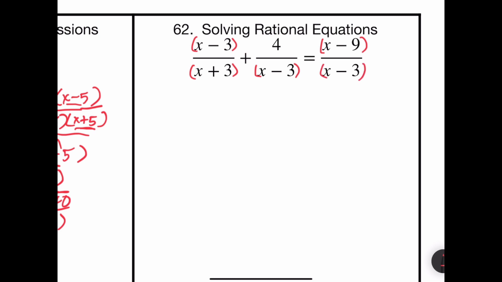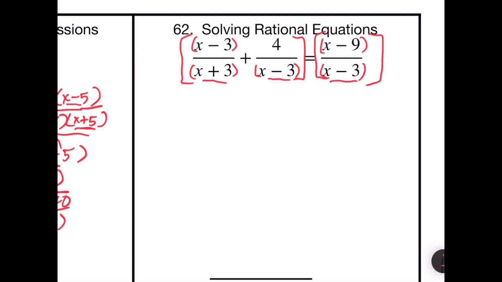Just like any equation with fractions in it, we want to multiply both sides by the least common denominator in order to eliminate the denominator or the fractions and just get back to a regular type of equation. So this time I'm going to have to multiply both sides. There's two terms on the left side and the single term on the right side. I'm going to look at my denominators.